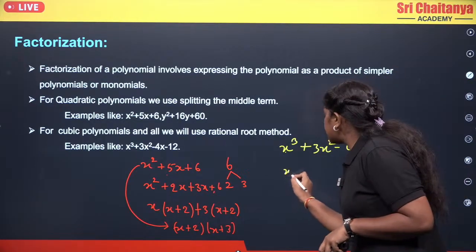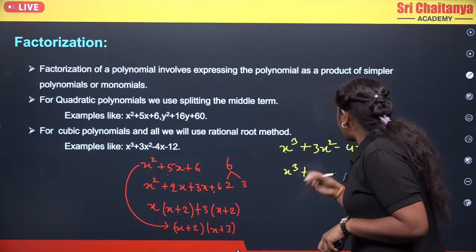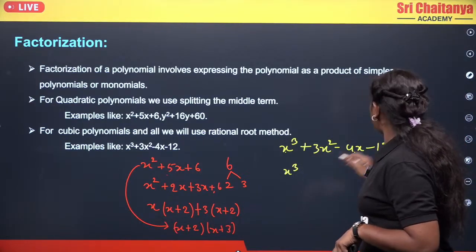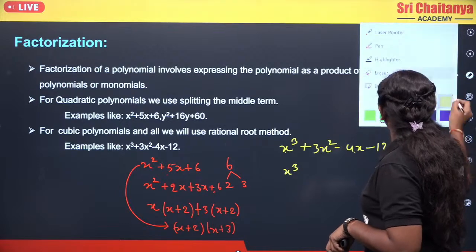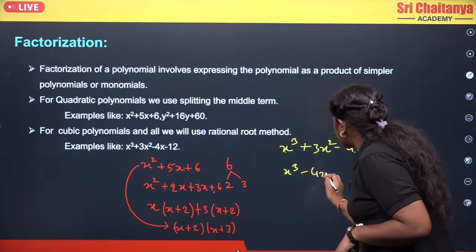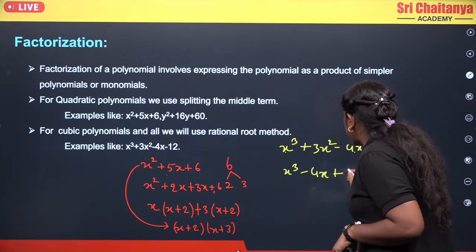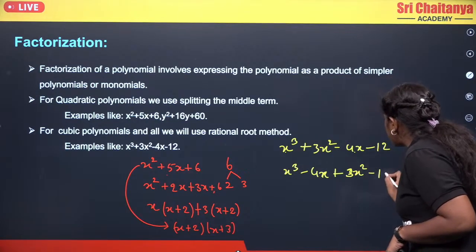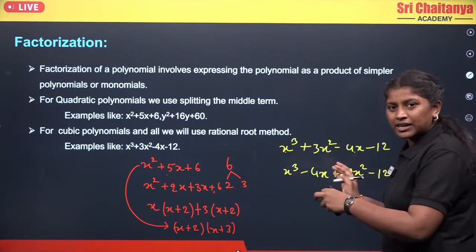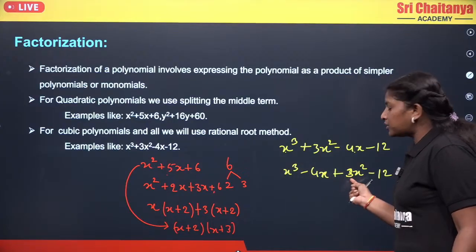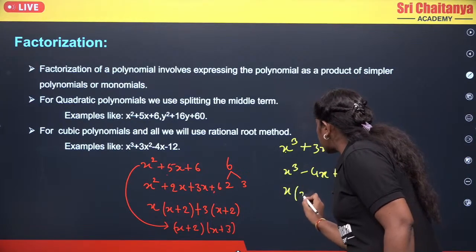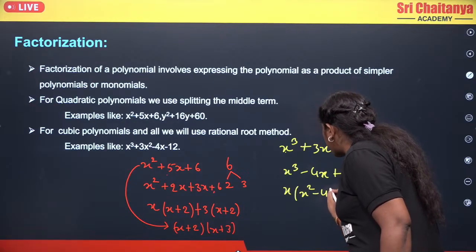So let's take x cube, and instead of 3x square I am rearranging it, minus 4x plus 3x square, minus 12. I am just rearranging the terms, bringing the second term to the third and the third to the second. Now let's take x common, so that becomes x square minus 4.